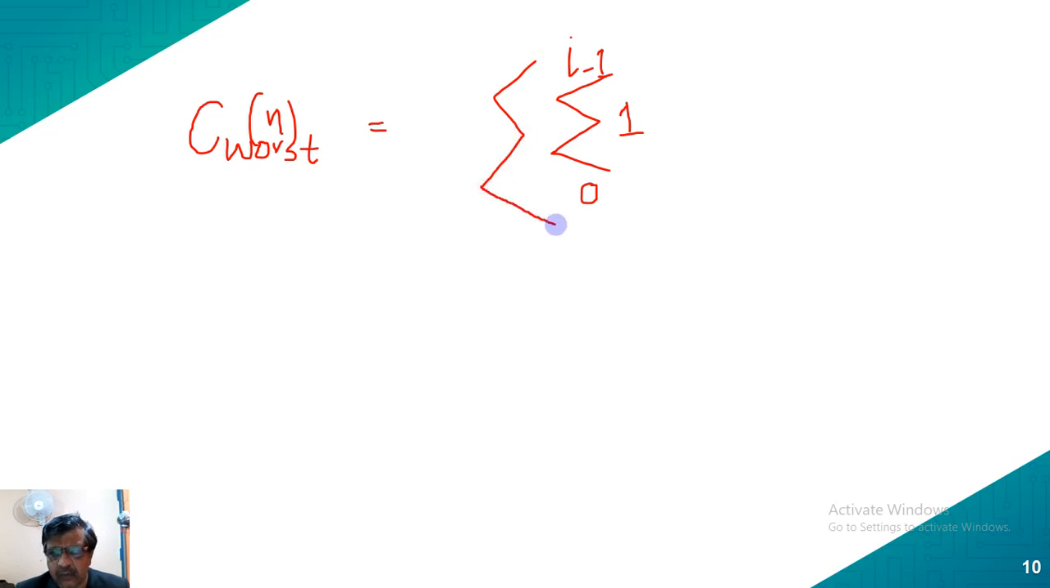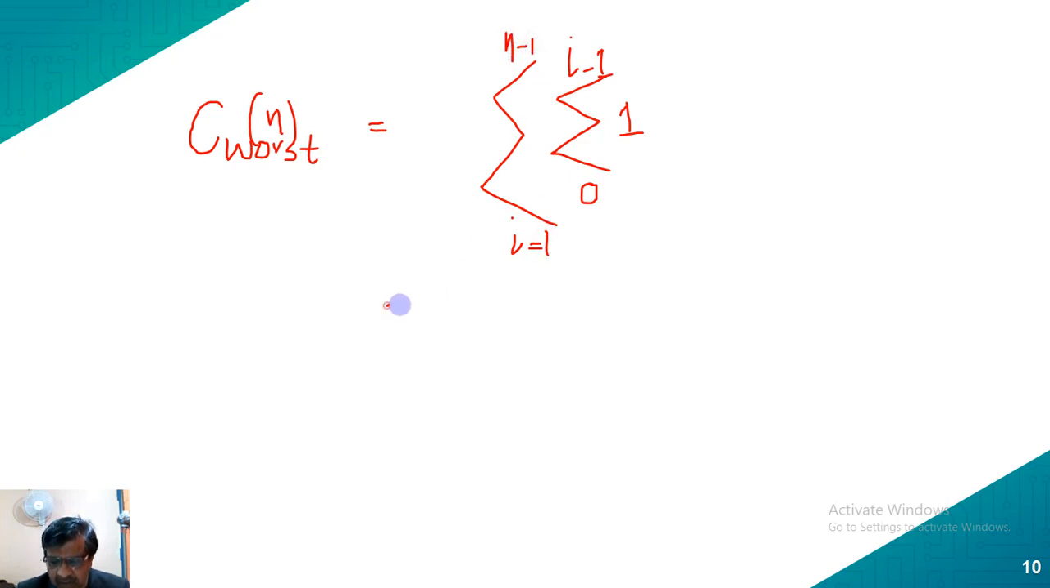Worst case of insertion sort, as a function of input size n: the inner while loop has only one comparison, and the limits are J moving from 0 to I minus 1. Actually, as far as movement is concerned, it is from I minus 1 to 0, but since we are putting them as limits, it is 0 to I minus 1. And this is repeated as I moves 1 by 1 from 1 to n minus 1.